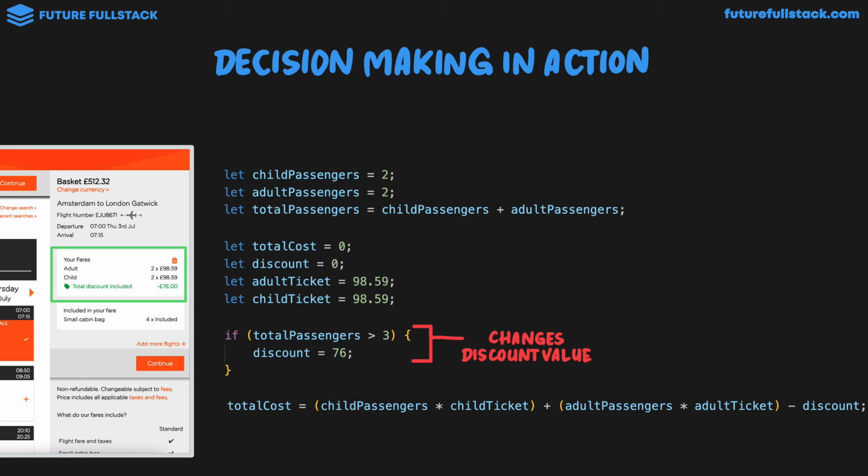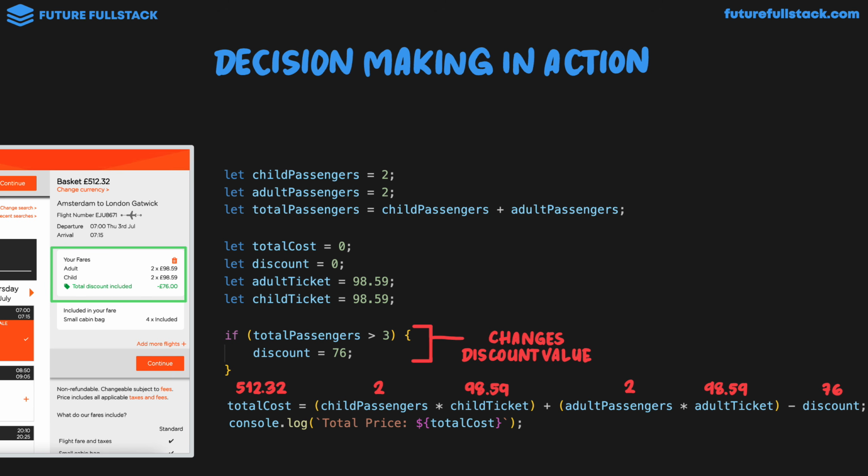We would then change the value of total cost from 0 to the result of this equation here. We first work out the child fares, which is childPassengers of 2 multiplied by the child ticket of $98.59. For the adult passengers, there's 2, and for the adult ticket price, it's $98.59. Now in our case, because the total number of passengers is 4, which is greater than 3, the value of our discount is 76, because the if statement is true. So we will be subtracting off a 76 discount. Now if the number of passengers was less than or equal to 3, the value of our discount here would be 0. So we end up with a total cost of $512.32.